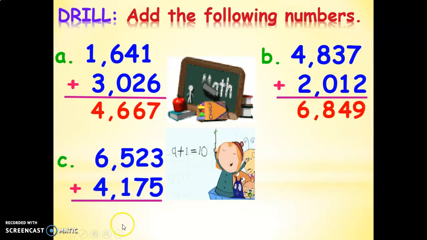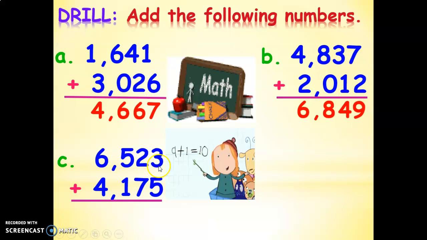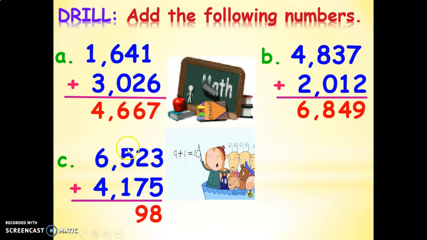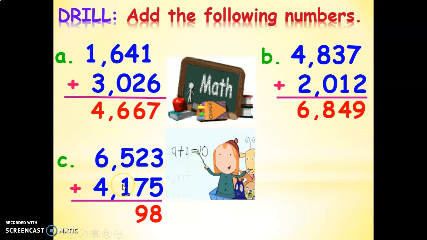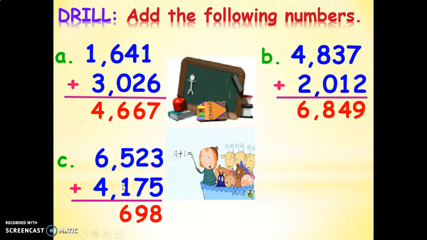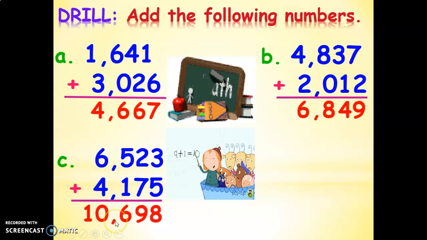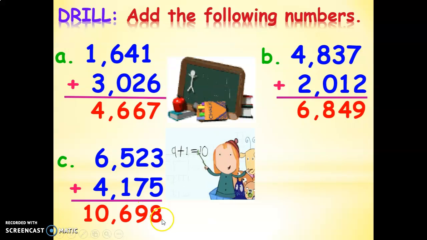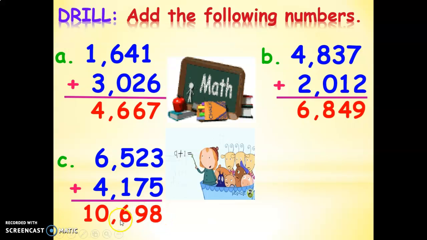For letter C, again, for ones place, 3 plus 5 equals 8. For tens place, 2 plus 7 equals 9. For hundreds place, 5 plus 1 equals 6. And finally for thousands place, 6 plus 4 equals 10. Also, we should not forget to write the comma. Count 3 digits, or think of the place value of ones, tens, hundreds, comma, and then for thousands.